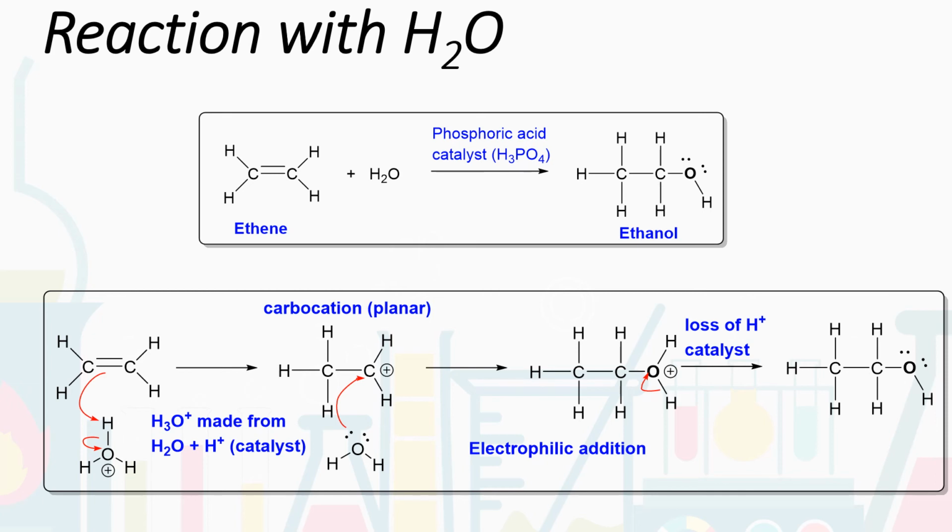The way this works is our electrophile is the H3O plus ion. Now this is made from the H plus acid catalyst reacting with the steam, the H2O. So we have a coordinate bond from the H2O forming to the H plus, the proton. And so this H3O plus is a very electrophilic molecule, much more electrophilic than just the H2O is. But our arrows are exactly the same.